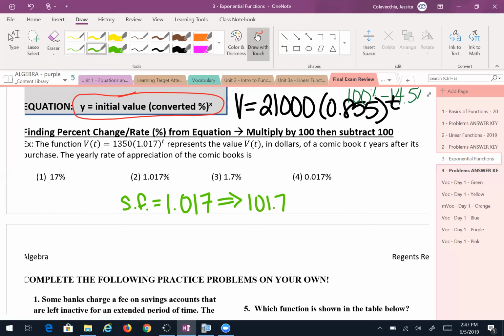101.7%, multiplied by 100. Now, is this number above or below 100? Above, and how much above is it? Good. It is 1.7% above 100. So the yearly rate of appreciation, which means a growth, is going to be answer choice 3, 1.7%.